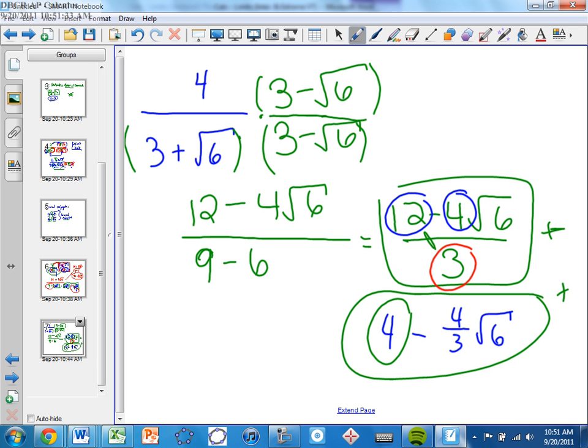Jose? How'd you get the 12 minus 4? Okay, so the 4 by the 3 gives you the 12. 4 times radical 6 is just 4 radical 6. And then I carry down this negative sign right here. You got the denominator good? Yeah. All right, let's try the second type.